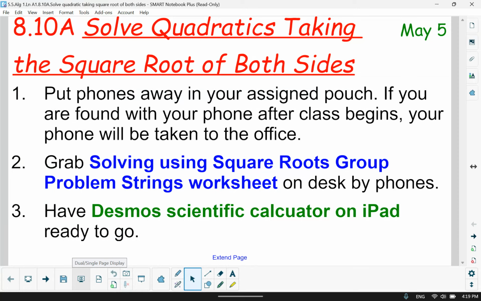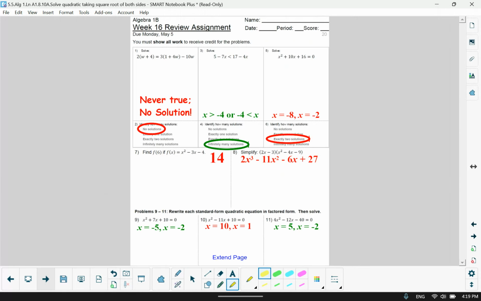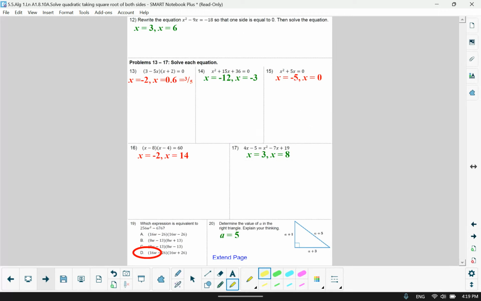Alright, lesson 8.10, continuation, solving quadratics by taking the square root of both sides. You should, ladies and gents, have your worksheet with you and Desmos calculator ready to go. I'm going to leave the answers here, so if you'd like to check your work for week 16, go ahead and pause the video, come back when you're ready. Now for the back side, pause if you need, come back when you're ready.